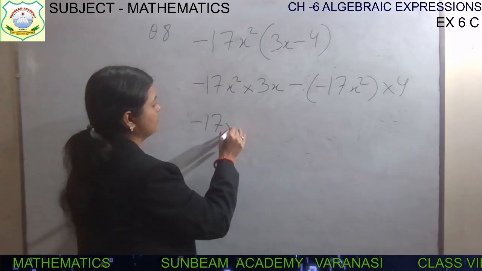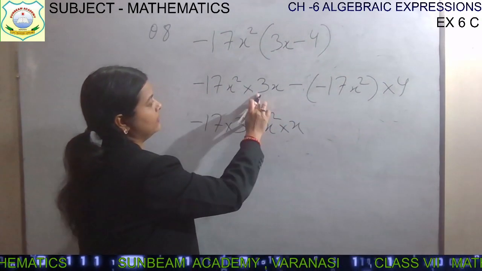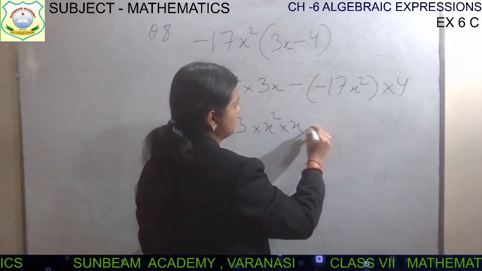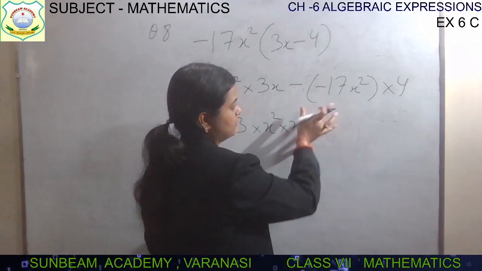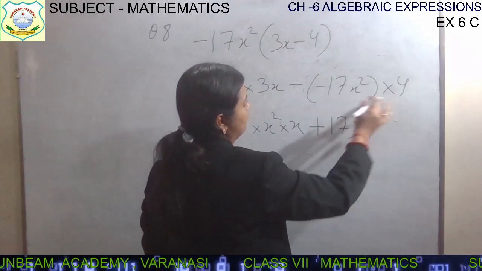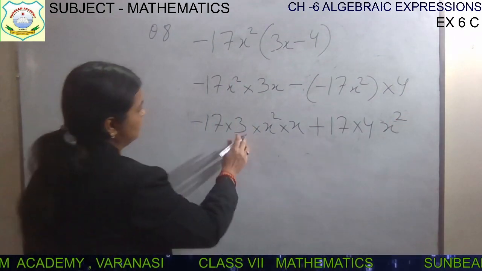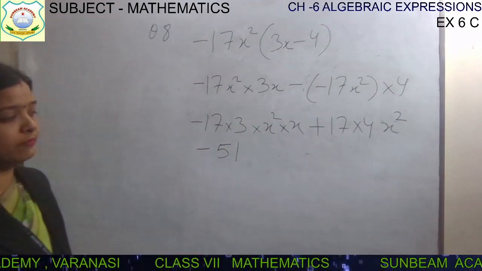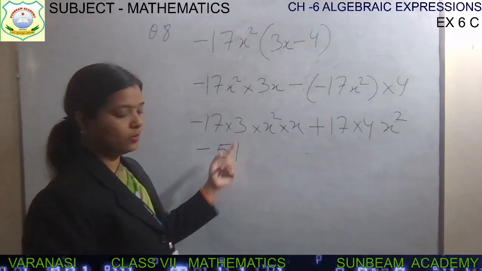Minus 17 into 3 and then x square into x. Minus 17 into 3, x square into x. Then minus of minus will become plus, because it is in multiplication. 17 into 4, x to the power 2, x square. Now 17 threes are 51 and the minus sign will be there, children, because one is negative and one is positive.